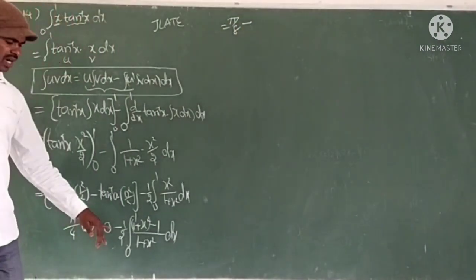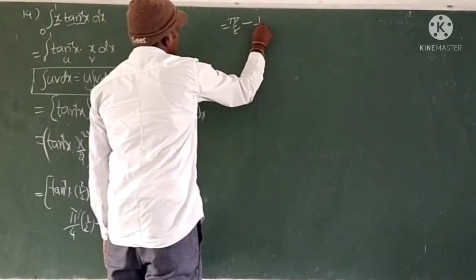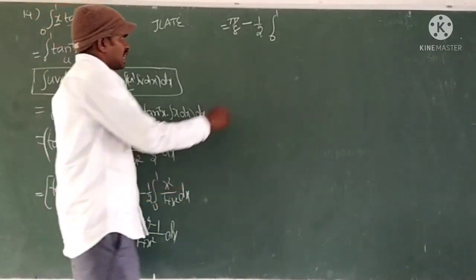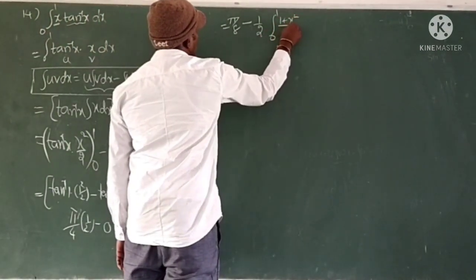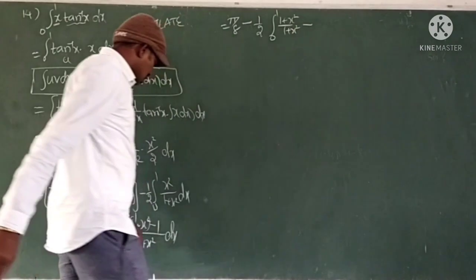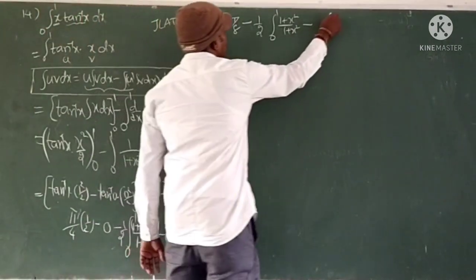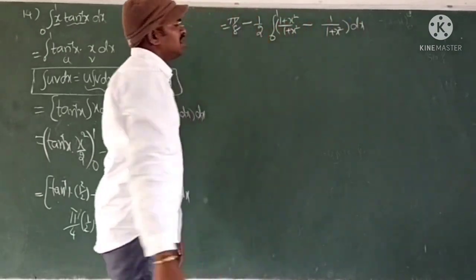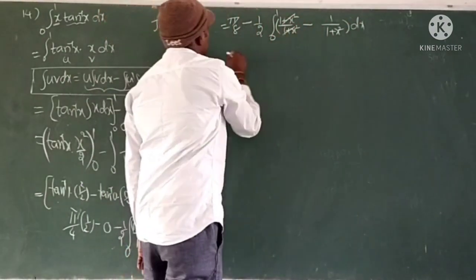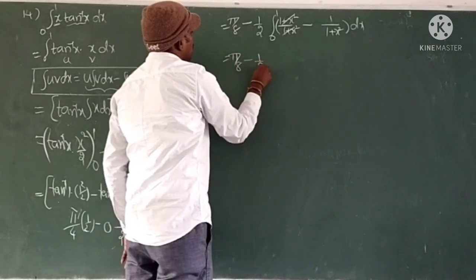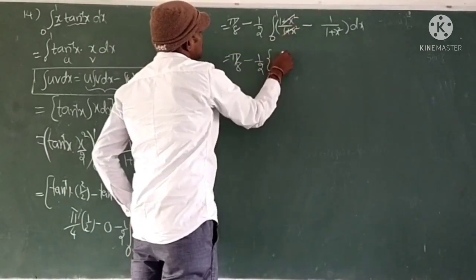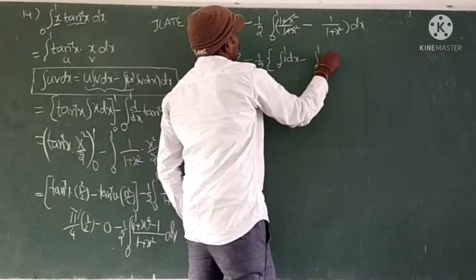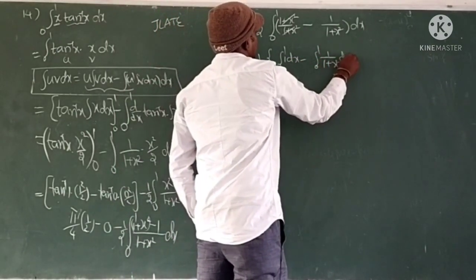Next, 0, no need to write, minus 1 by 2, integration 0 to 1. So 1 plus x square by 1 plus x square, minus 1 by 1 plus x square, 1 by 1 plus x square dx. If you simplify this, we can get the answer. From here it is very simple. So pi by 8 minus 1 by 2 into, only 1 is there, integration 0 to 1 of 1 dx minus integration 0 to 1 of 1 by 1 plus x square dx.